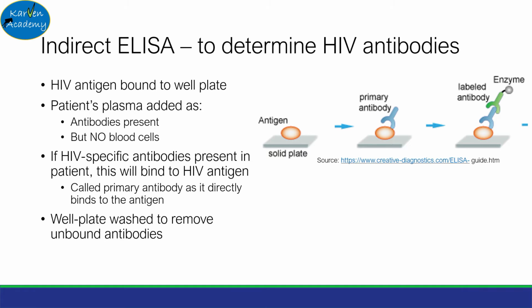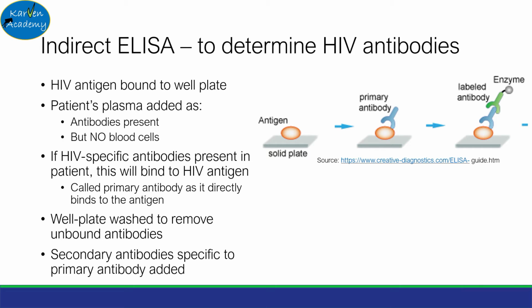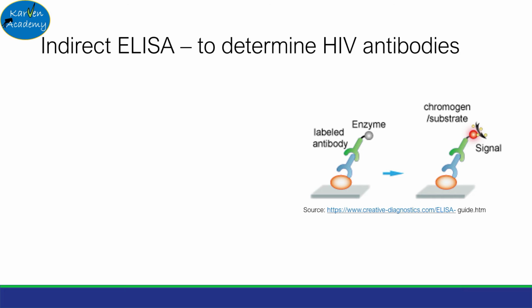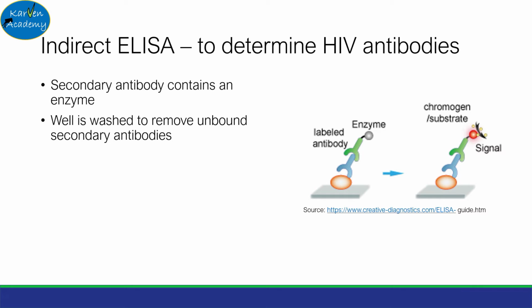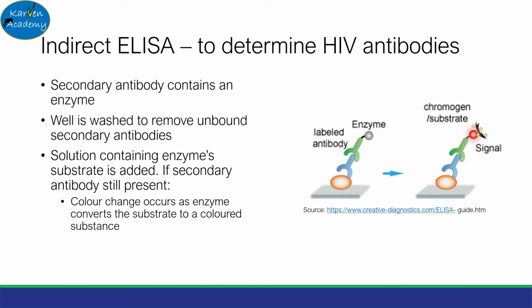The well plate is then washed to remove unbound antibodies, as again this could interfere with the results. This is followed by adding secondary antibodies specific to the primary antibody. You can see from the diagram that this antibody binds to the constant region of the primary antibody. Furthermore, you can see that an enzyme is attached to the secondary antibody, whose function we'll come on to. Again, the well is washed to remove unbound secondary antibodies, which may provide invalid results.